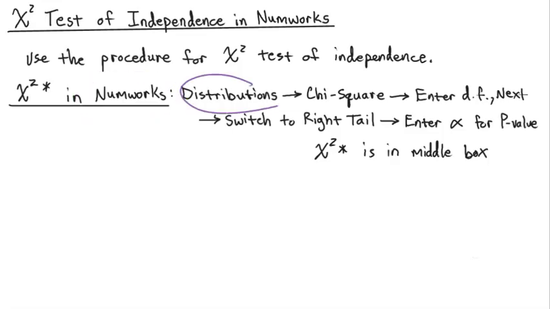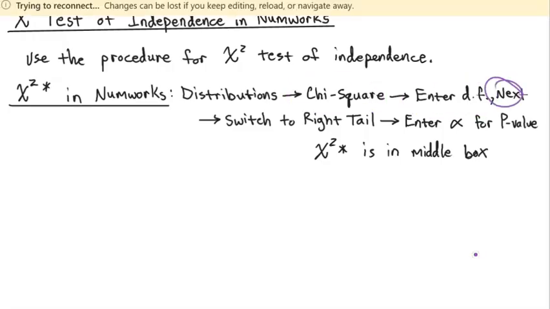If you recall, we would go to distributions, then we would select the chi-square distribution, we would enter the degrees of freedom, then hit next. Then we would switch to a right tail, and then we would enter our alpha in the far right box where we would see the p-values, and the critical chi-square value would be in the middle box.